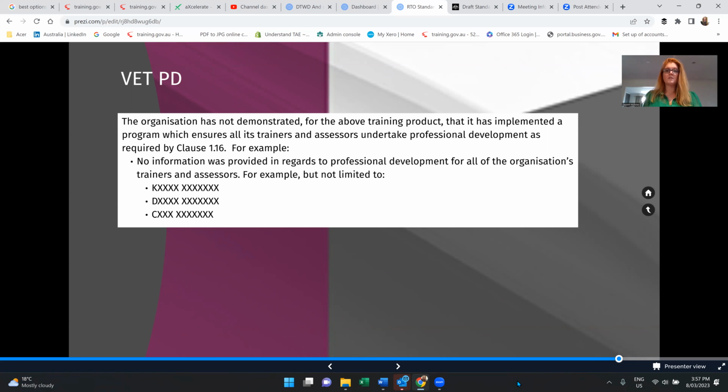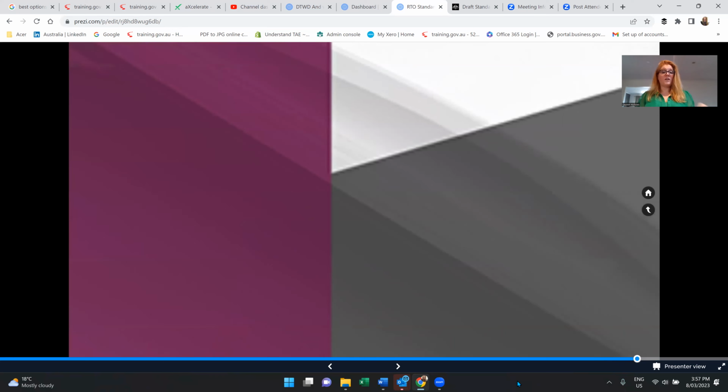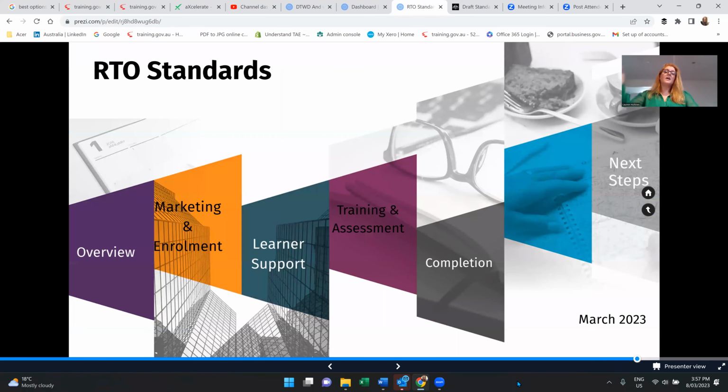It's not good practice. The quality of your trainers is the quality of the training that your students are going to get. So you have to invest in your trainers in order for your trainers to invest in the students. So please make sure that you have a plan to provide professional development to your staff. That's really important. Okay, so that kind of covers some of the big training and assessment components.